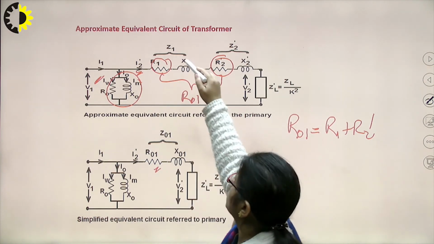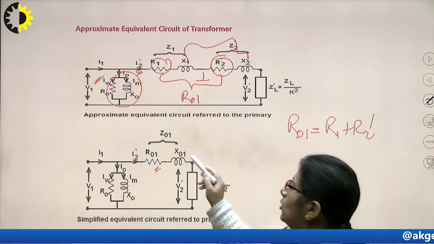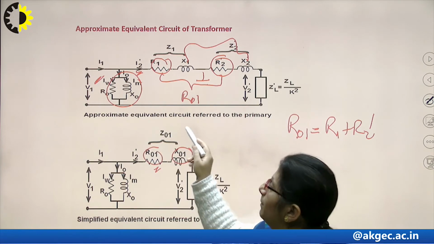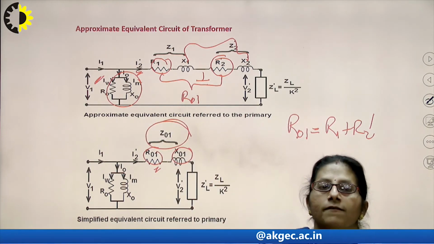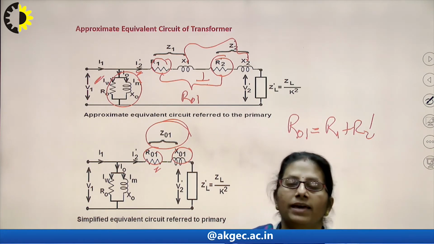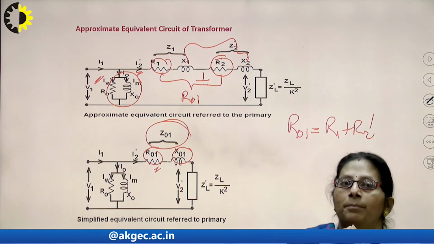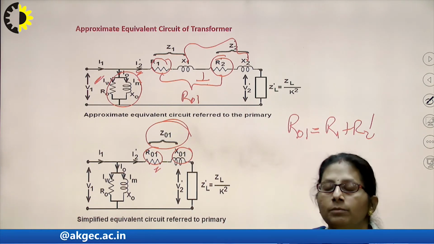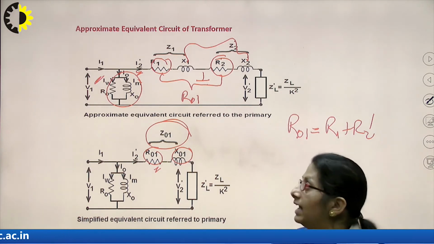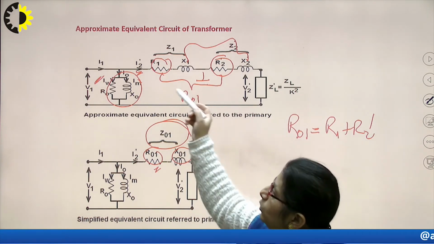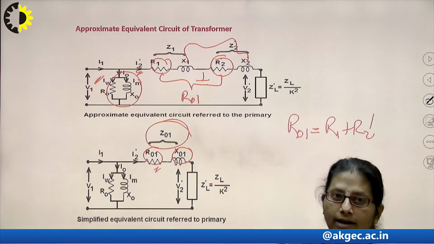Similarly, X1 plus X2 dash can be combined to give X01, and combined they give the equivalent impedance of the transformer referred towards primary. Then only my calculations are going to get simpler. That means by approximating, we are deliberately introducing a small error, in that we are just shifting this no load circuit towards the supply side, prior to the resistance and reactance.